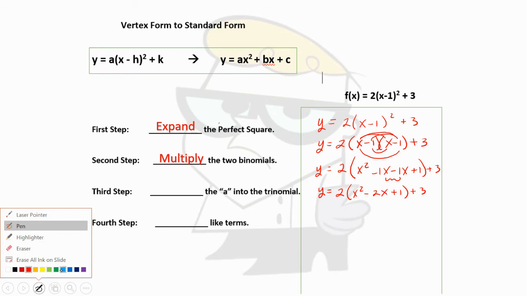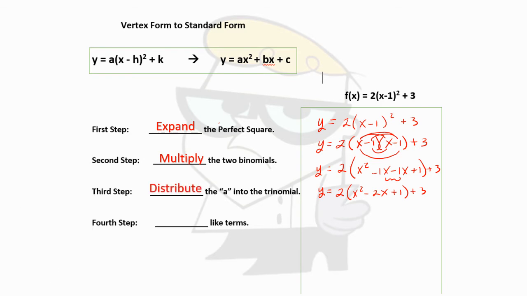Okay, and then now the next step is you're going to distribute the a into the parentheses. I'm going to change colors so it's a little easier to see. But you're going to have to multiply that 2 into all three terms. And so I'm going to get y is equal to 2x squared. 2 times negative 2 is a negative 4x. 2 times 1 is 2, and then plus 3. And then finally, the last thing you're going to do is combine those two like terms, those two endpoints. And so you're going to get y is equal to 2x squared minus 4x plus 5.